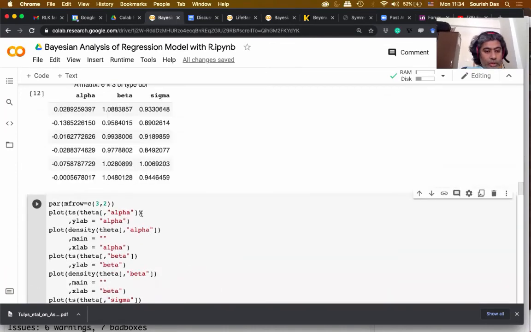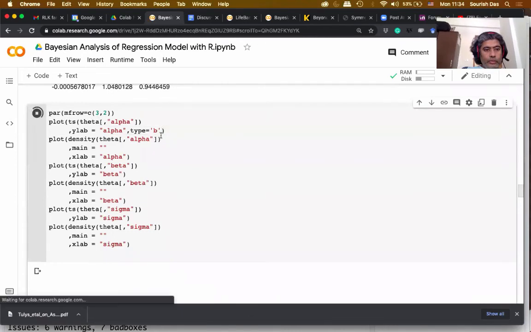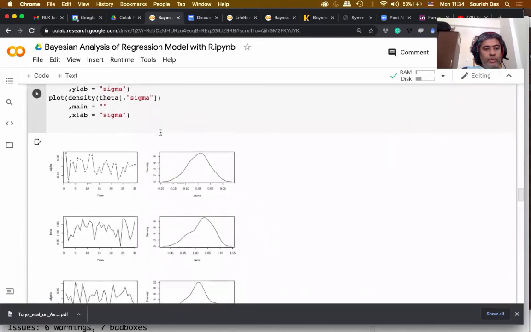More interesting will be if you run it in this way. Now it will be clear to you. You can see that these are the actual values of the alphas, and I join them with a straight line. So this is called a trace plot.